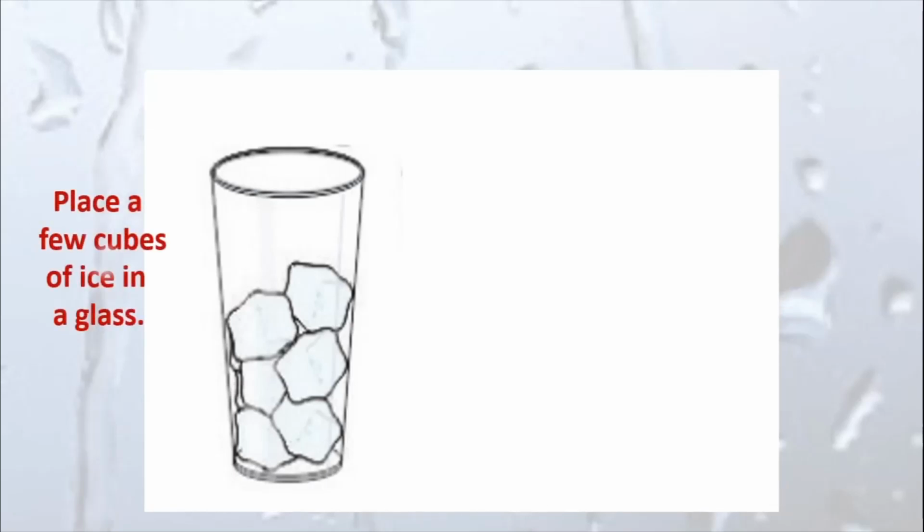So see, what is this? This is a glass of water. Okay, this is a glass. Inside this glass, you can see pieces of ice put in. Can you see? There is water, there is a glass, and inside the glass there are some ice cubes. So you can do this experiment at home, okay? Tell your mummy to give you a glass and tell your mummy to give you a few cubes of ice.